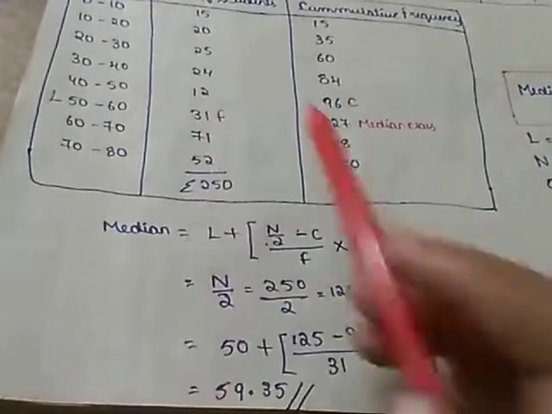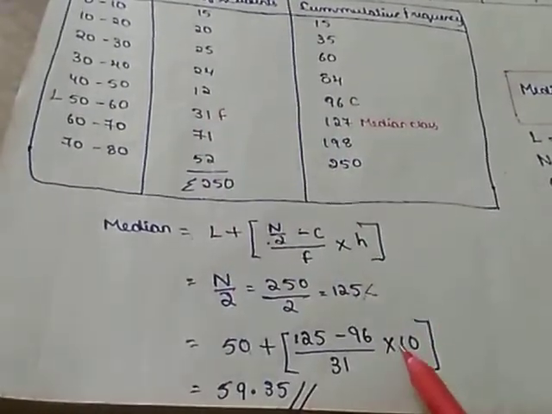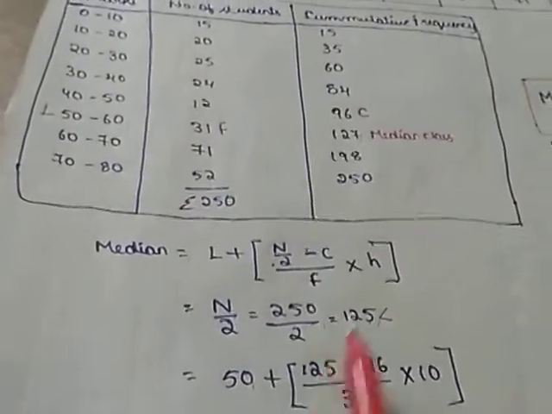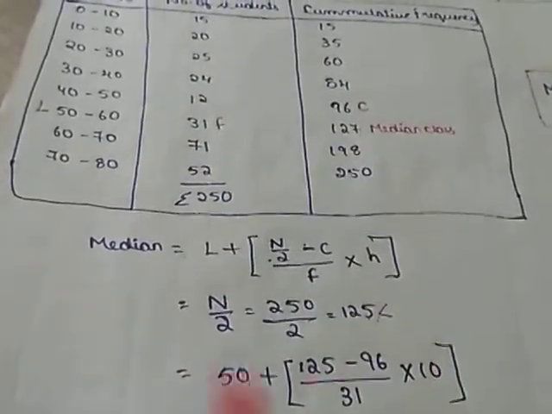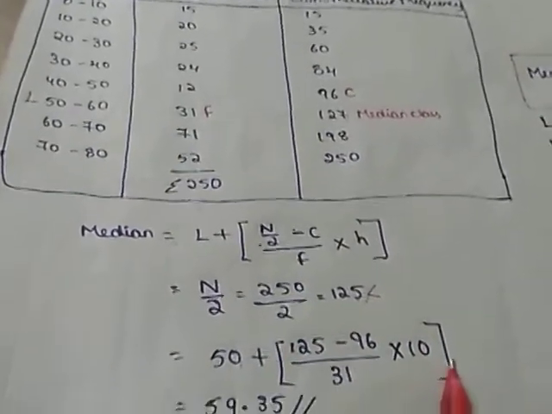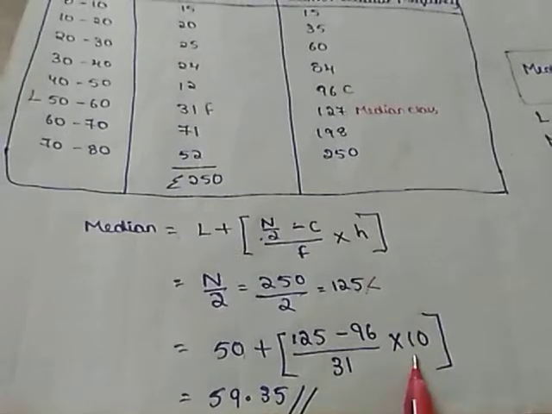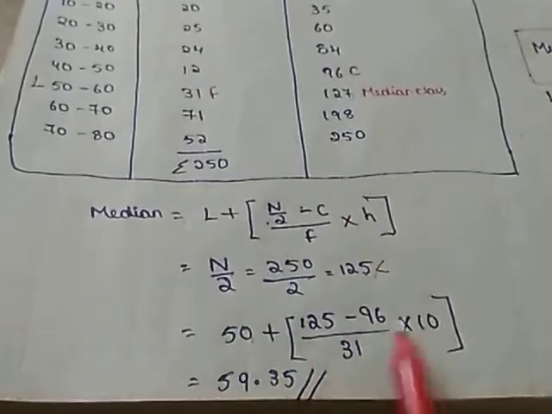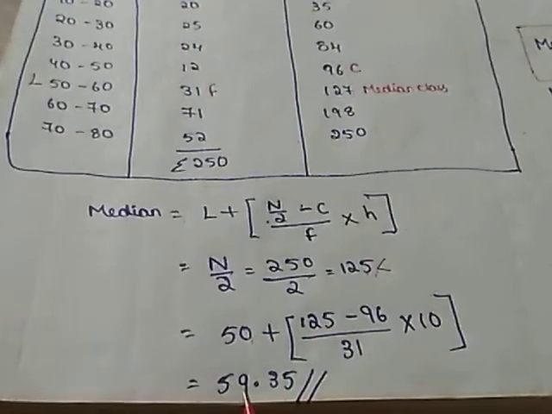31, into h. The difference between the class intervals, 0 to 10, is 10, and 10 to 20 is also 10. So the width of the class interval is 10, and in the h place we mentioned 10. After substituting all the values and doing the calculation, we get 59.35.